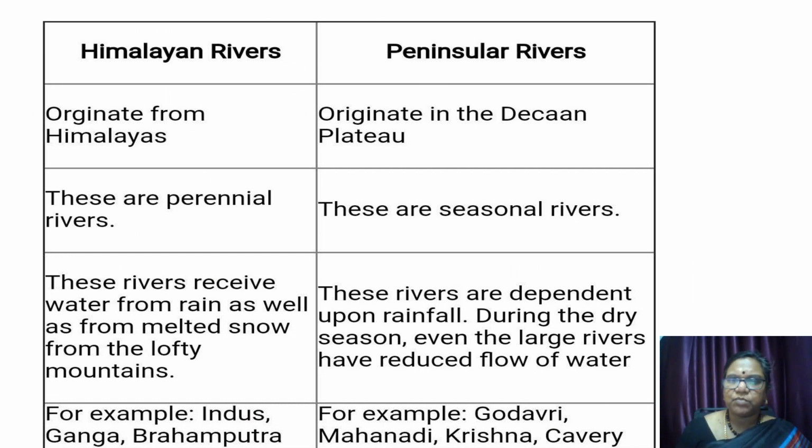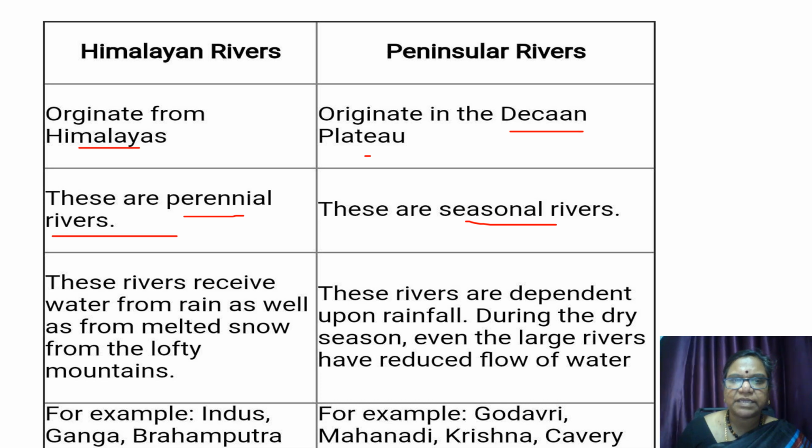The best and simplest way of understanding the difference between the Himalayan and peninsular rivers is in the form of a table, as I have made in this slide. The Himalayan rivers originate from the Himalayas. Peninsular rivers originate from the Deccan Plateau. The Himalayan rivers are perennial, always filled with water. The peninsular rivers are seasonal, based on rains.